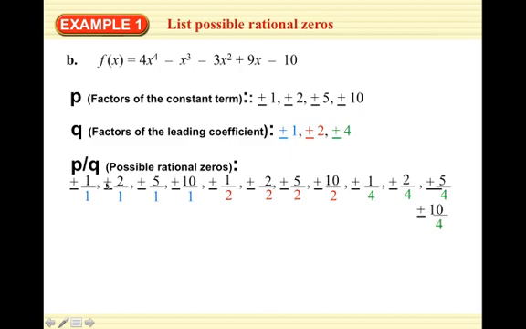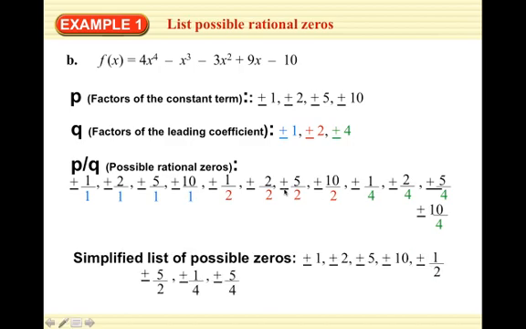Okay, now we've got a big list here. They're not simplified yet. We can reduce some of these. We're going to go through and reduce them, and look to see if that reduced value is already listed, and if it is, we're not going to write it down again because there's no reason to have it written twice. So the 1 over 1, 2 over 1, 5 over 1, 10 over 1 gives us plus or minus 1, plus or minus 2, plus or minus 5, plus or minus 10.